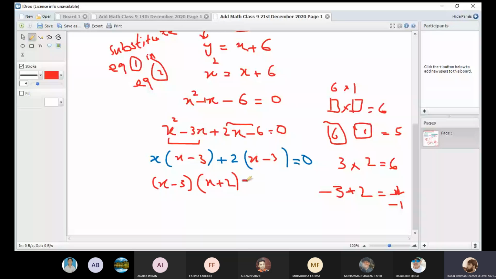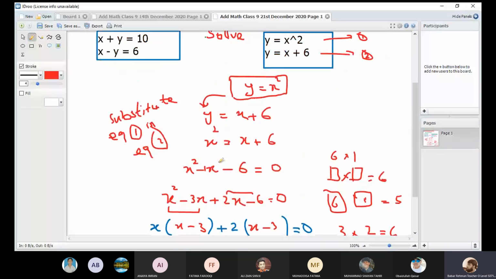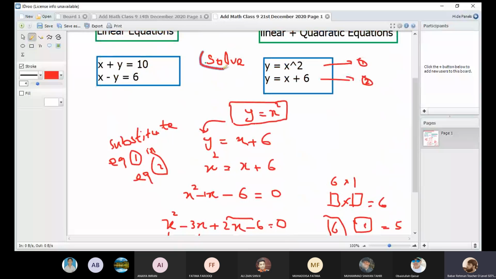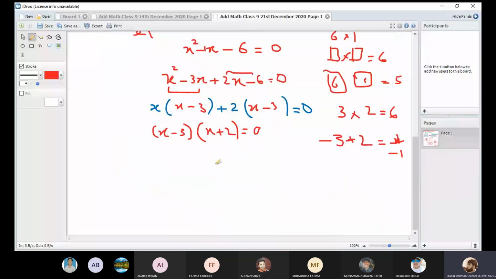Listen, some students stop the work here and they lose some marks. The reason is the question says solve the equation. Solve what? What do you mean by solve? Solve means find the value of the unknown variable. So you didn't find the value of a variable and you stopped. So we'll find the value.